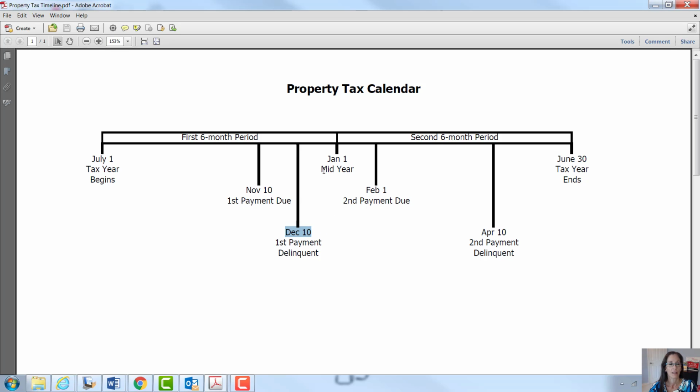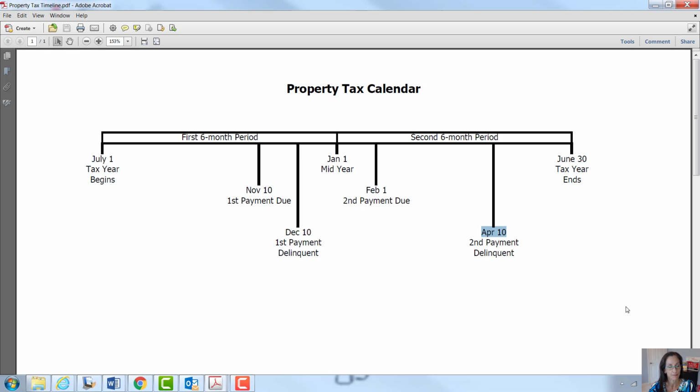Now, things are not linear here. It's our government at work. So you can see that that delinquency date is just 20 days before the end of that 6-month period. Whereas here in the second half, it's due April 10th, where the tax year ends on June 30th. So that has a lot to do with how impounds are calculated, and we can go over that in another video. So let's talk about how property taxes are calculated.